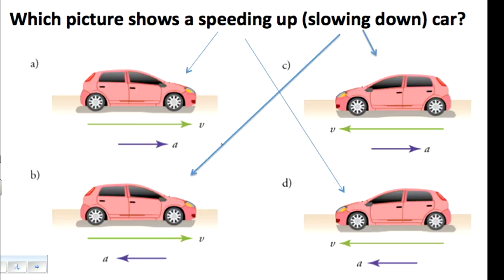So these are some cases here. Opposite to each other, slowing down. Parallel to each other, speeding up. Slowing down, speeding up. It doesn't have to be a car, anything, a ball, a person.